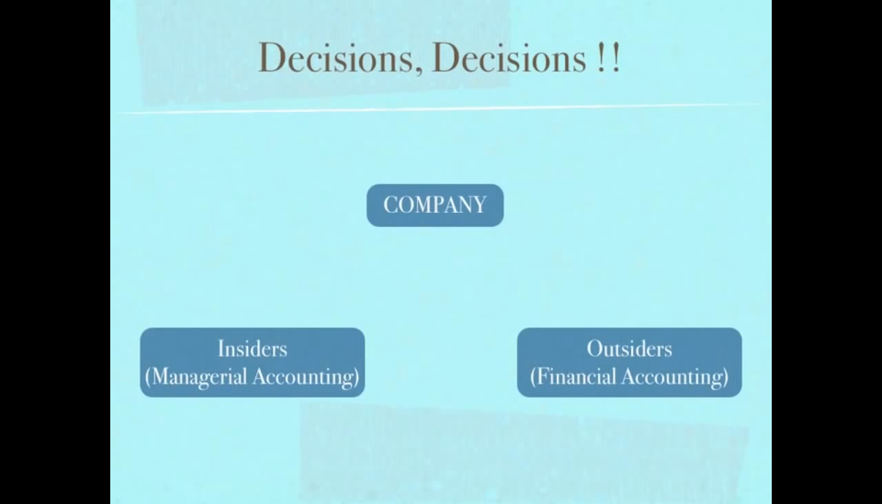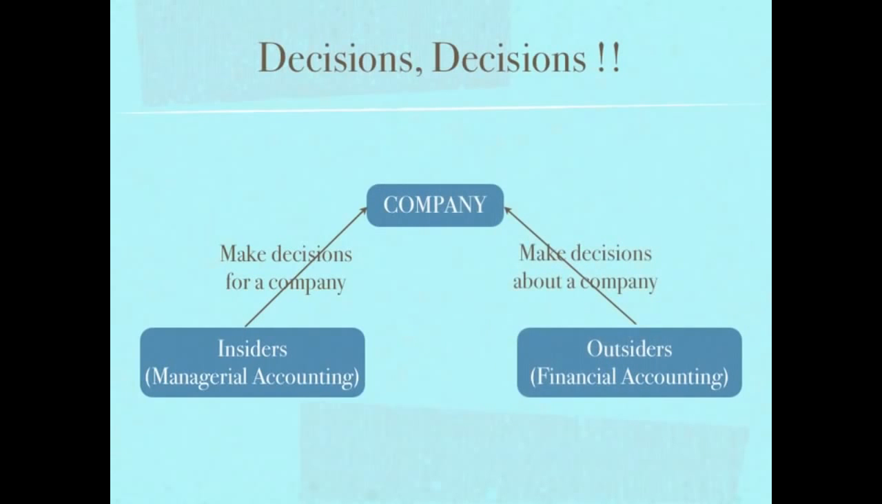So just to give us a diagram of what we've just talked about in making decisions, insiders, users of managerial accounting, make decisions for a company. Where are we going to go from here? Outsiders that use financial accounting information will make decisions about a company. So what should I do in regards to this particular company?